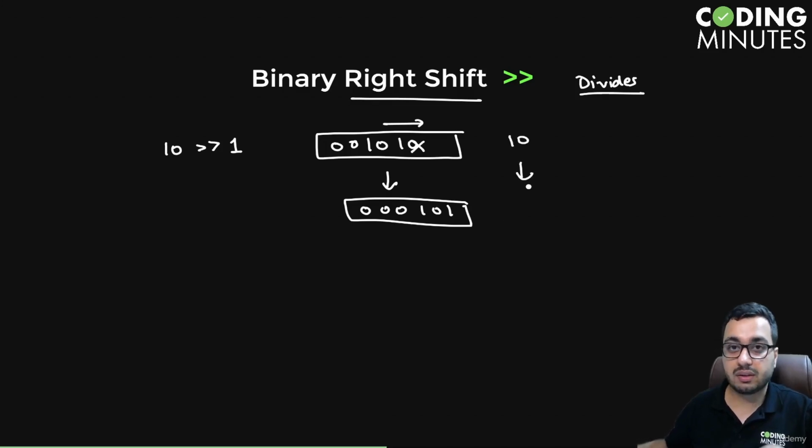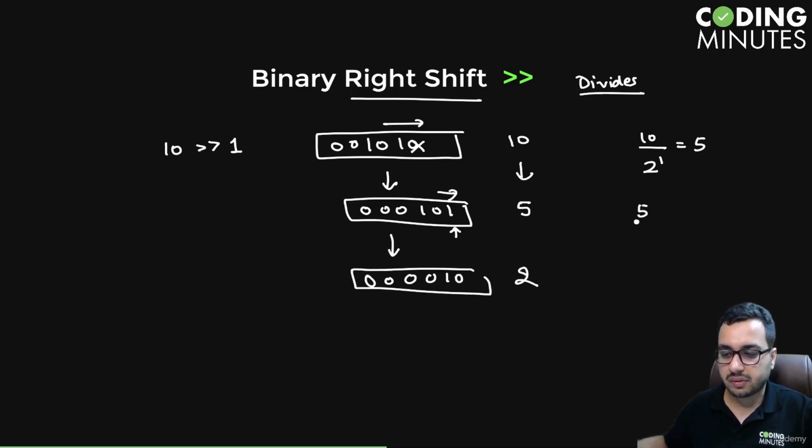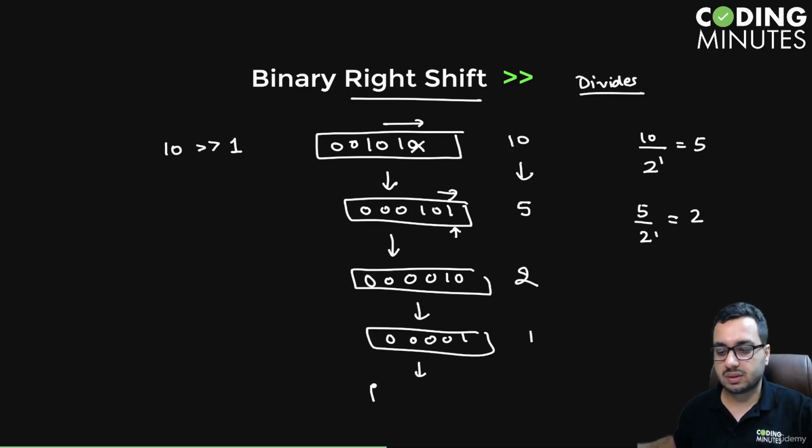So if we do 10 right shift 1, that means 10 divided by 2 raised to the power 1. So this number is 5 and this number is also 5. Again, if you do a right shift 1 here, it's an odd number, you should get 2. So doing right shift 1 here means 0 0 0, this 1 will fall off and we will get something like this, 10. So this number is 2. This is same as doing 5 divided by 2 raised to the power 1, that is 2. And similarly if you do it once again, you will end up getting 0 0 0 1, and this number is 1. And let's do it once more, you will get 0 0 0 0, this number would be 0.